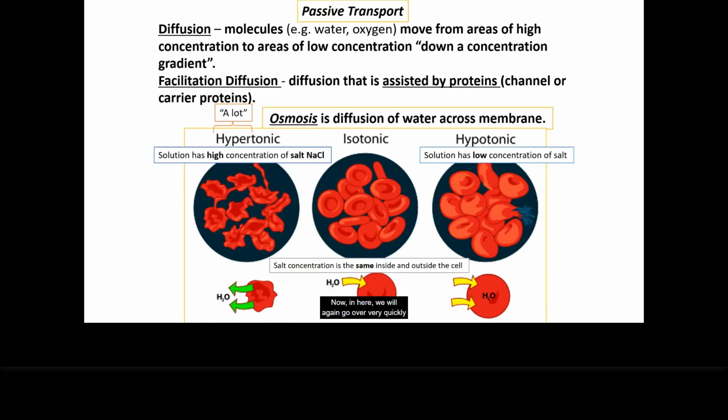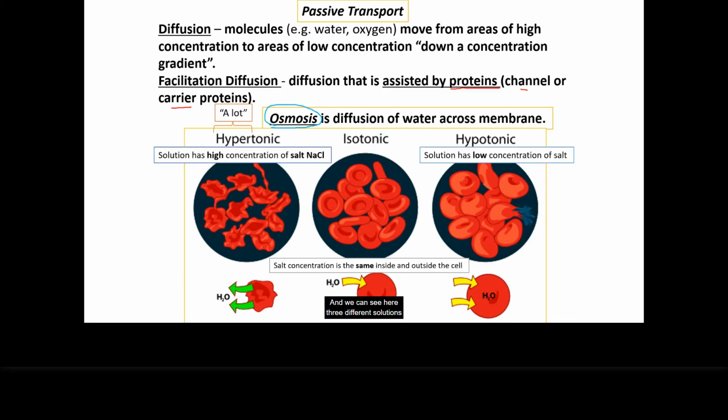Now, here we will again go very quickly through passive transport. We have diffusion: molecules can diffuse from high concentration to low concentration, so this is down the concentration gradient. We have facilitated diffusion. This is when the movement of molecules or ions across the membrane is helped or assisted by specialized transmembrane protein channels or carriers. And on this slide below, we will see osmosis again. It's the diffusion of water across a membrane.